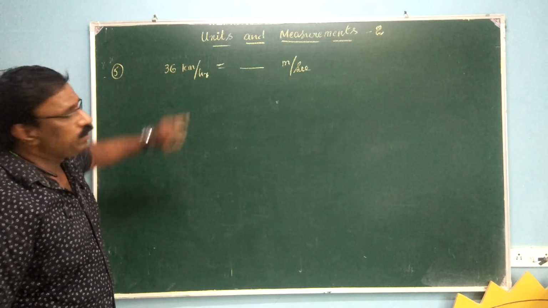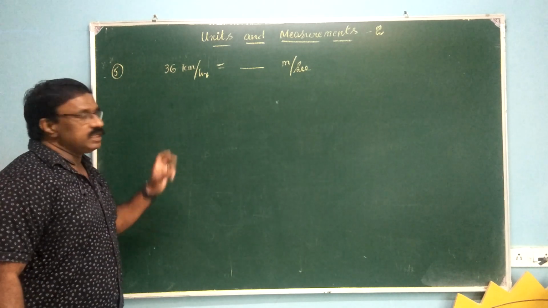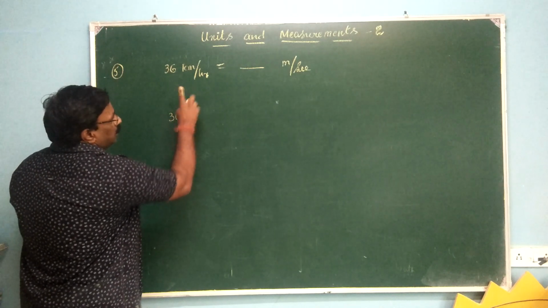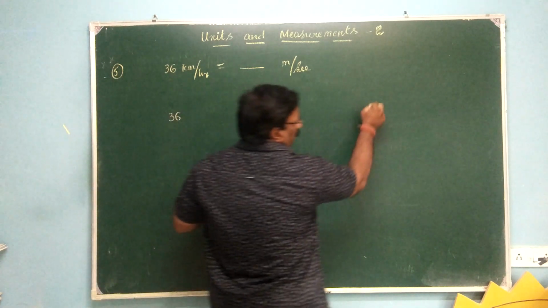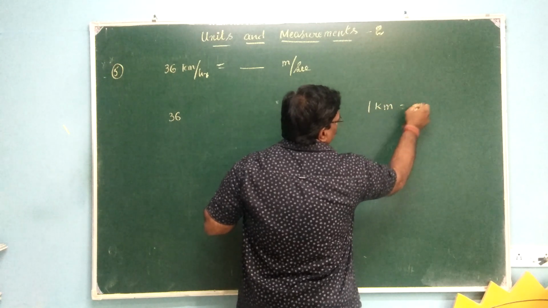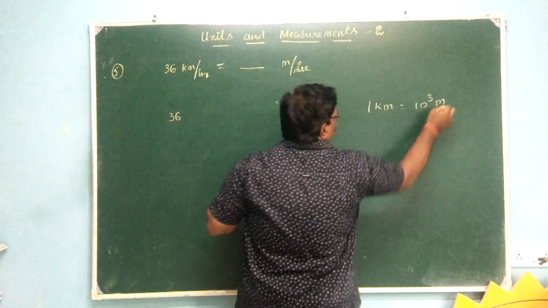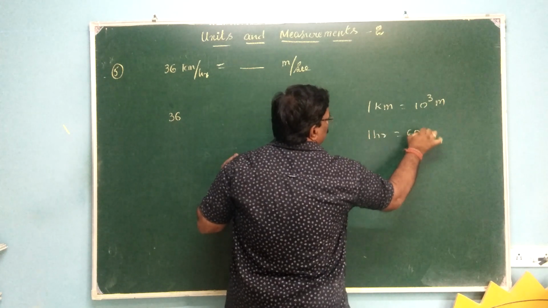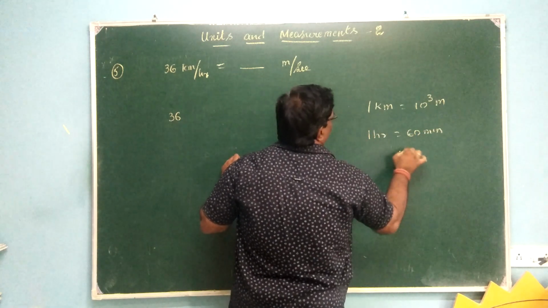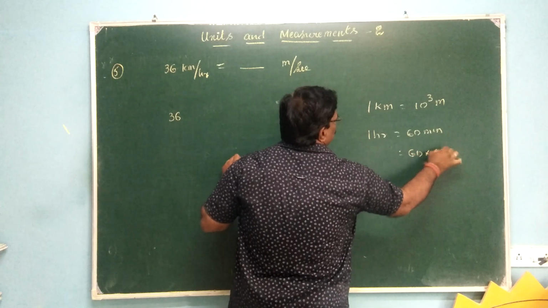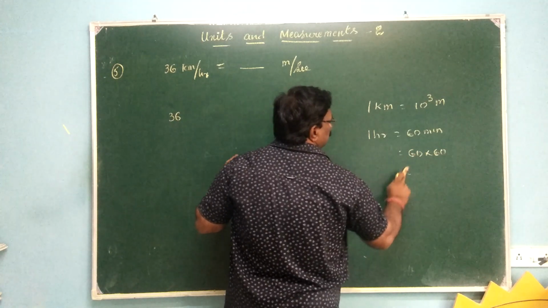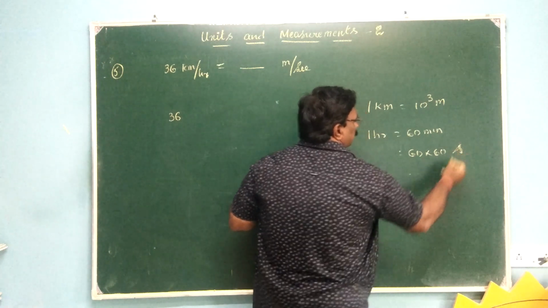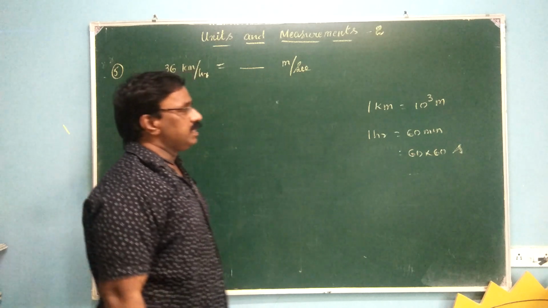36 kilometers per hour into meters per second. Directly we can remember the conversion factor, but before that, let us do it here. So 36 kilometer. 1 kilometer, kilo means 1000, so 10 power 3 meters. And hour, we know 1 hour equals 60 minutes, but we require it in seconds. So 60 into 60, it becomes 3600. I simply write 60 into 60 seconds. So 1 hour equals 60 into 60 seconds.